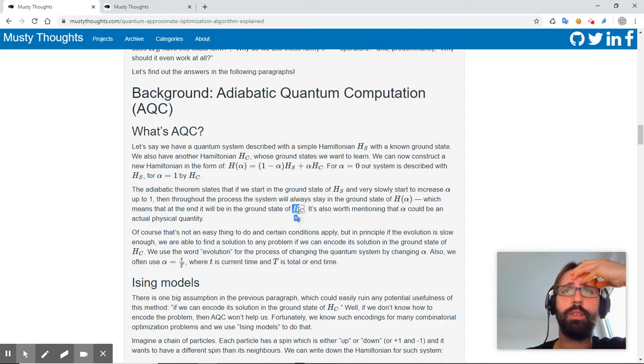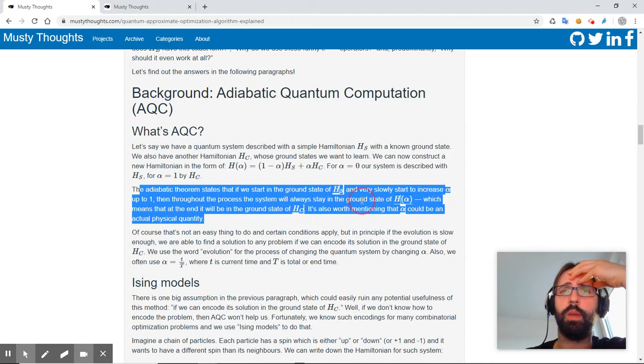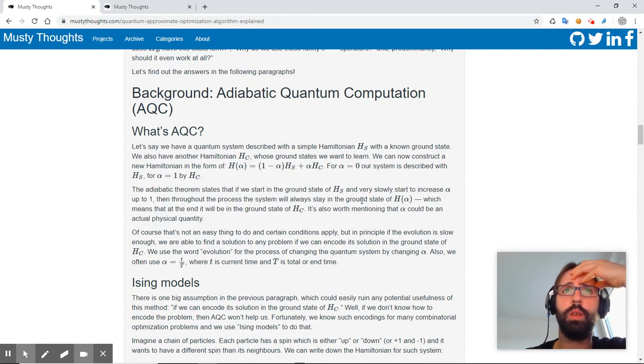Yes, but why does it matter that we evolve step by step? So this is a physical quantity. So what is alpha? Increase. And why does it matter that we know H sub S?